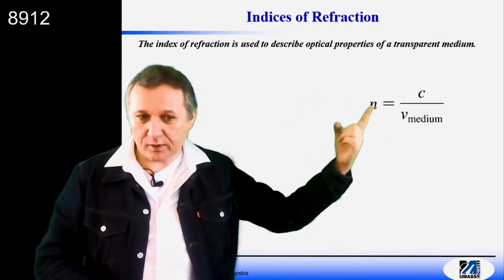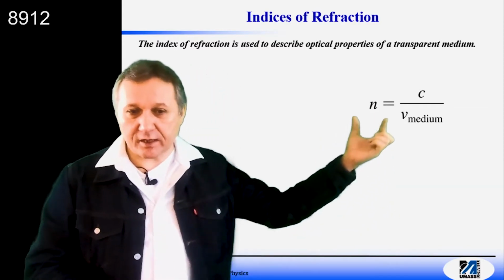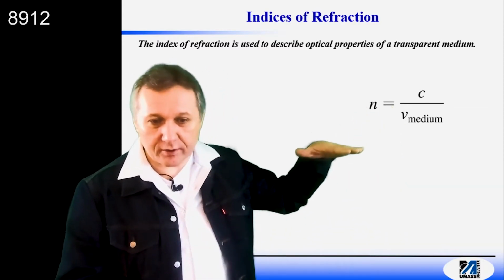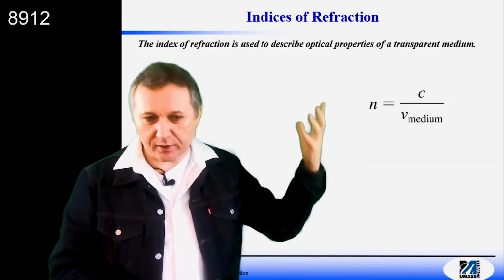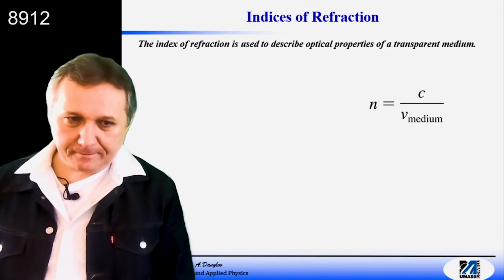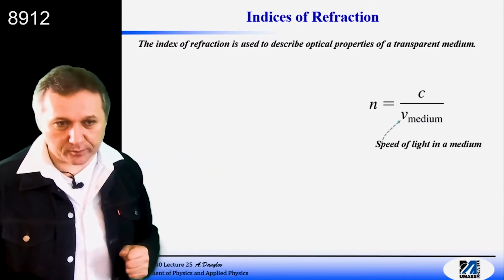As a result, the minimum value of the index of refraction is 1, in a vacuum. But if it's some medium, the index of refraction is every time larger than 1. So 1 is the minimum value. n cannot be less than 1. All right, and of course, as I said, n equals 1 in a vacuum.